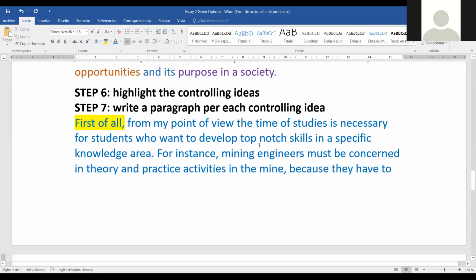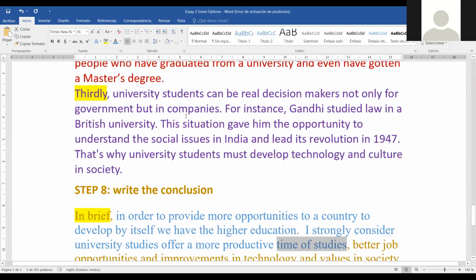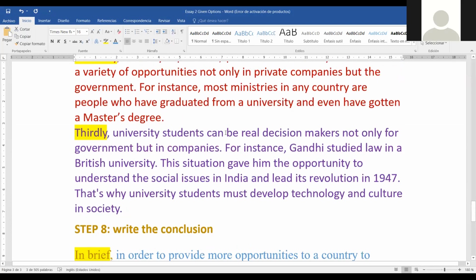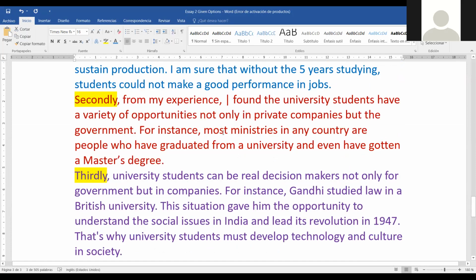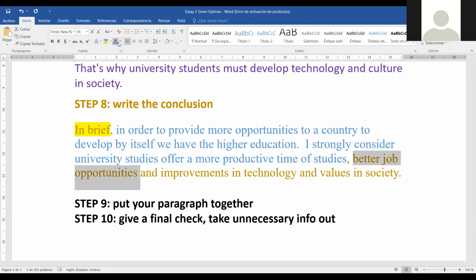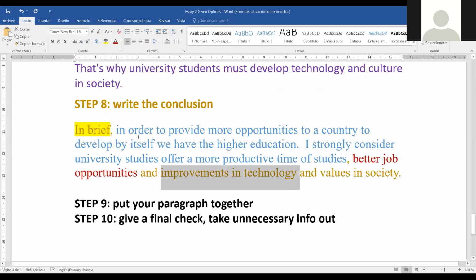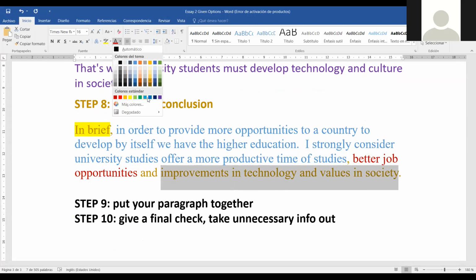So my first reason is also the same color, so it will be time of studies. Then the other one is the reddish one, which is more opportunities in the future, which is better job opportunities, as I wrote also in the beginning. So I'm going to put the reddish color. And the final one is improvements in technology and values in the society that I put in the purple color, because the purple is the purpose in the society.